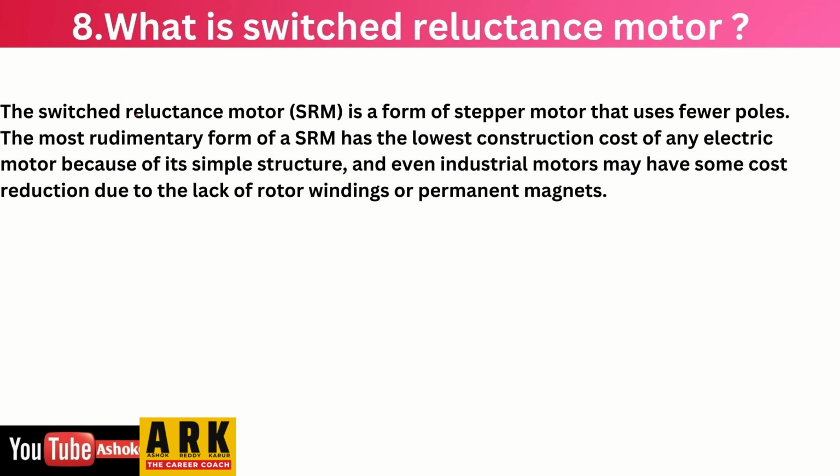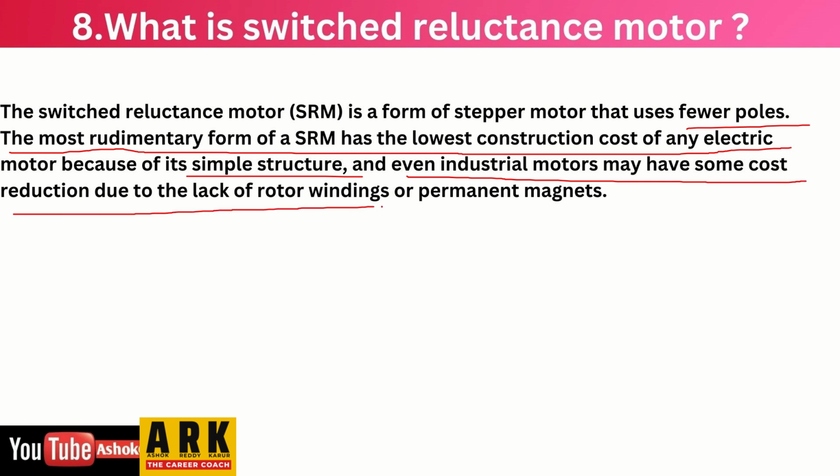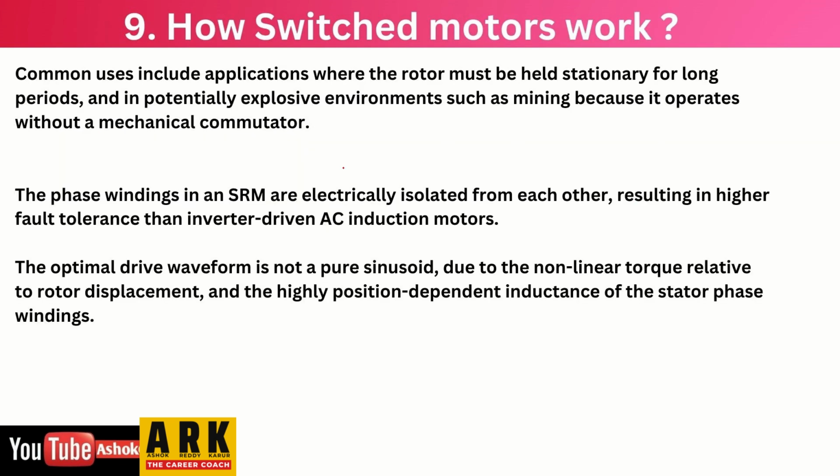As I already told you, the SRM is a form of stepper motor that uses fewer poles. It is the most rudimentary form of motor and has the lowest construction cost of an electric motor, because of its simple structure, and even industrial motors may have some cost reduction due to the lack of rotor windings and permanent magnets. As I am not completely an electrical or mechanical engineer, I am explaining with the minimal knowledge I have about these things.